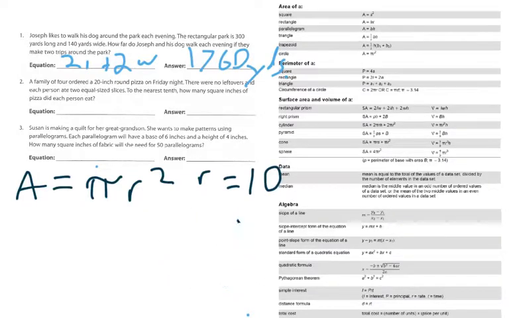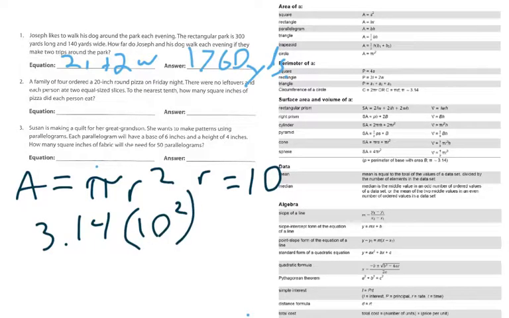So now we're just going to take the radius, and we are going to plug that into our formula. So remember, for pi, we put 3.14, and we're going to multiply it by 10 squared. So when we do that, we get 314. So there's 314 square inches of the whole pizza.